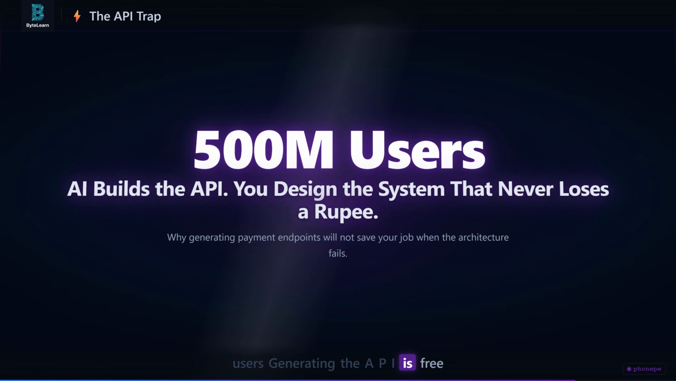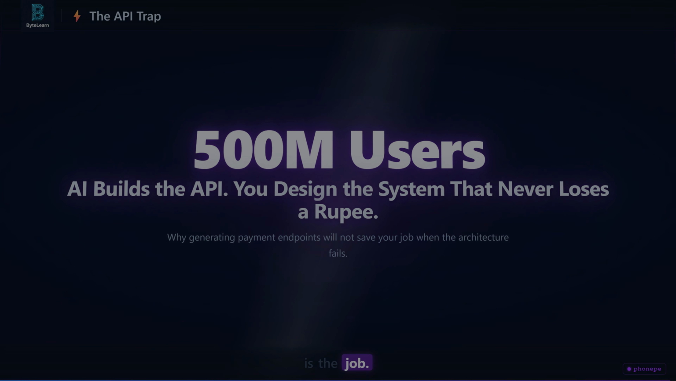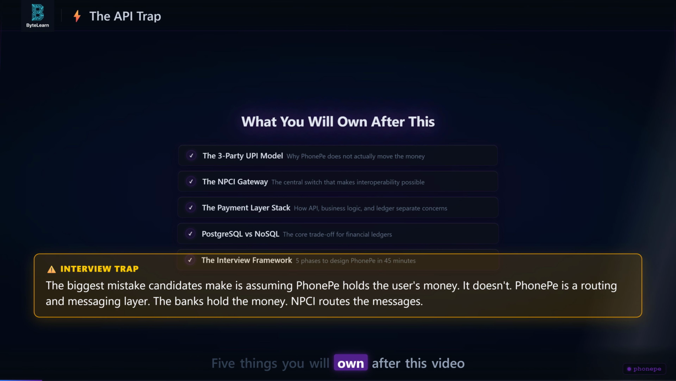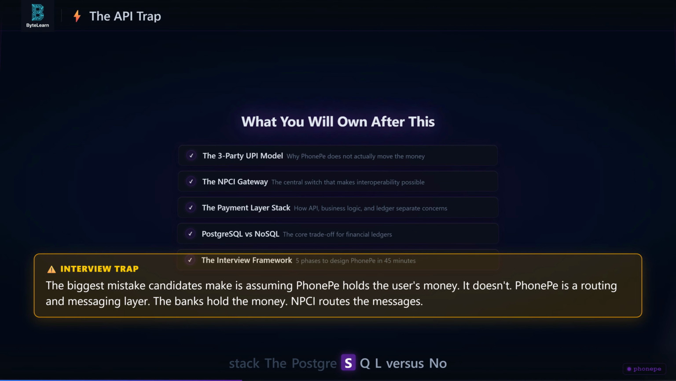Generating the API is free. Designing the system that never drops a transaction is the job. 5 things you will own after this video. The 3-party UPI model, the NPCI central switch, the payment layer stack, the PostgreSQL versus NoSQL trade-off for financial ledgers, and the 5-phase interview framework to design PhonePe in 45 minutes.